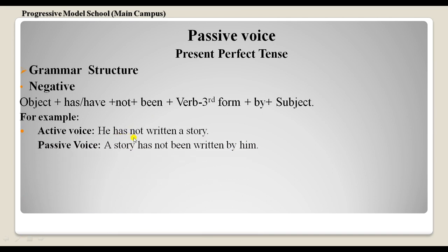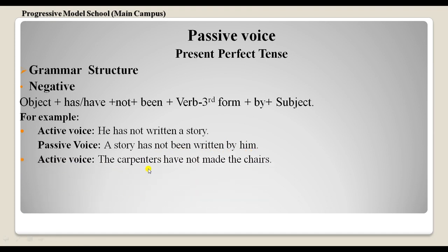To convert it into passive voice, we'll write object, a story, at the start of the sentence. Then for story we'll write helping verb has. To make it negative we'll write not, been, third form of the verb written, preposition by, and he will be converted into him, and we'll write it at the end of the sentence.